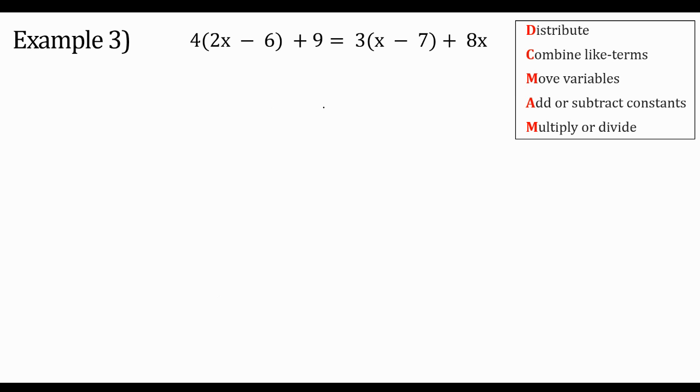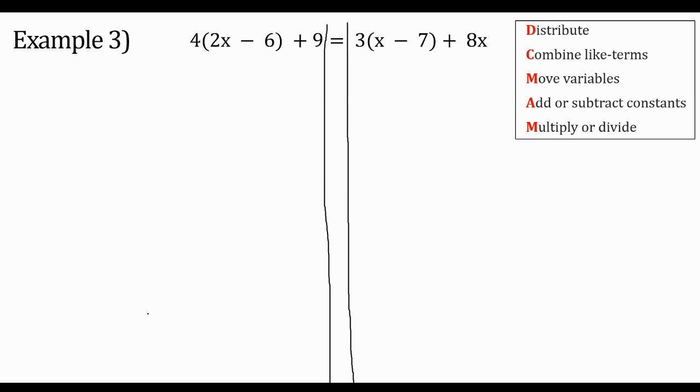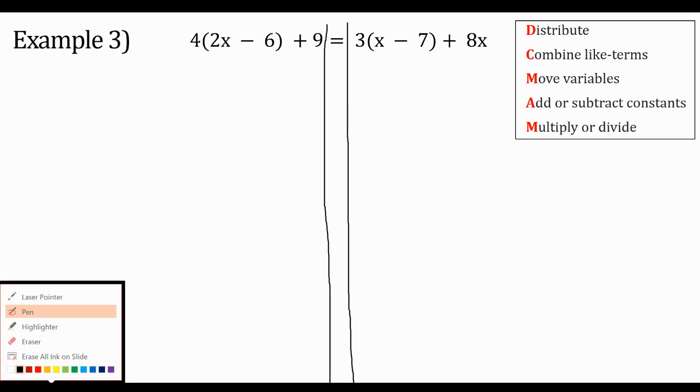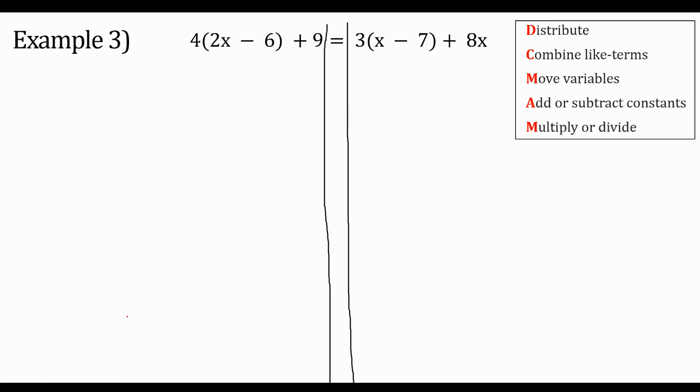So we have a lot of stuff going on here. Remember, we're going to just take it step by step and remain organized, because organization is a really big part of math. So I'm going to draw the train tracks. They're going to be pretty long in this case because there are a lot of steps here. And let's see what we're going to do first. We have 4 times the difference of 2x and 6 plus 9 equals 3 times the difference of x and 7 plus 8x. So we do have parentheses, so we know that we are going to distribute.